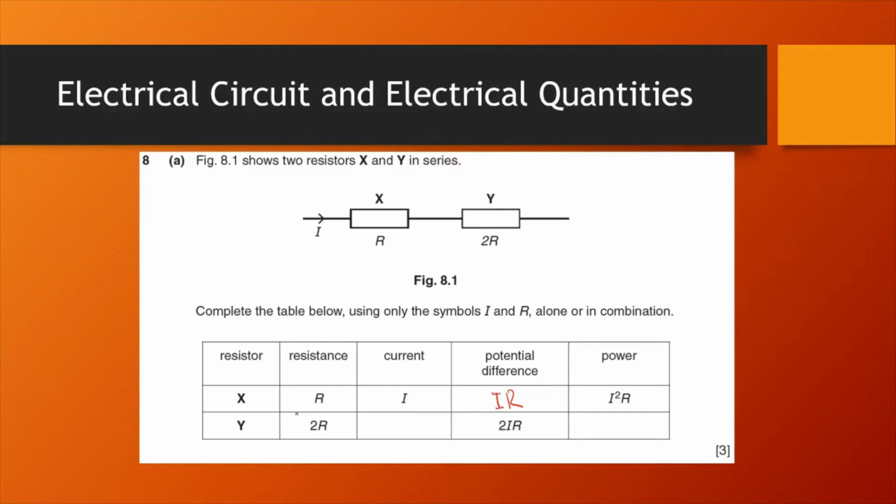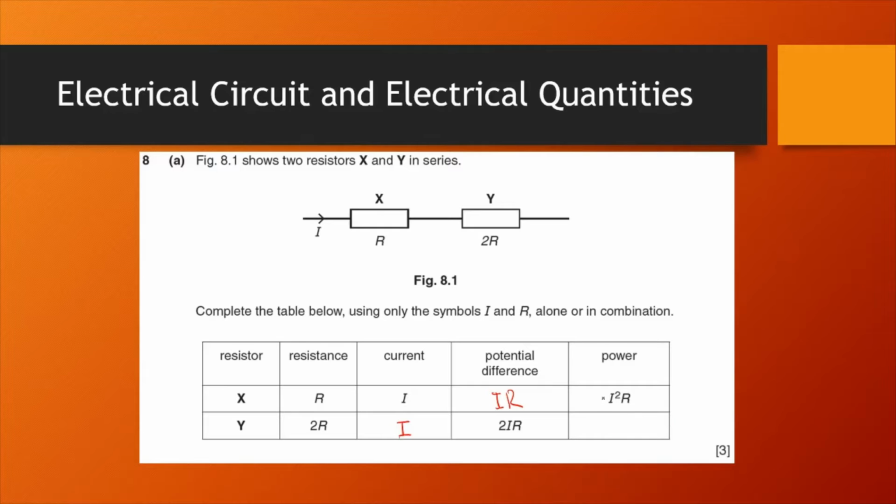And then for resistor Y, resistor X and resistor Y are joined in series, or are arranged in series. Therefore, the current that flows inside resistor X equals the current that flows inside resistor Y. So, for the current in resistor Y, just fill in I, the same as the current inside resistor X.